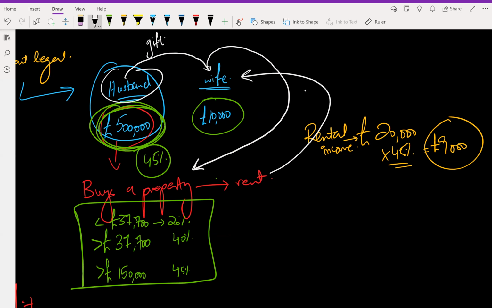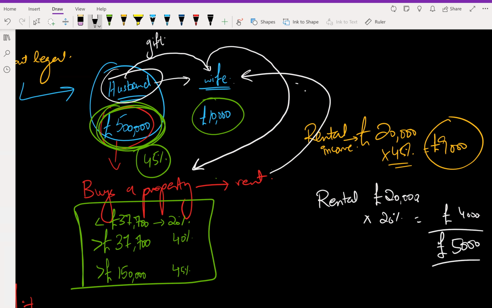The husband gifts money to the wife. There is no tax on that in the UK. The wife buys the property and the wife earns the rent. Therefore, again, the rental income is the same, 20,000 pounds. But this time the tax will only be 20%. So imagine how much tax you've saved.